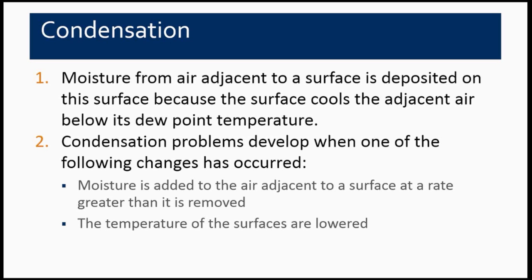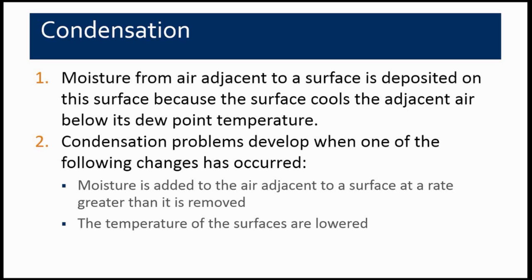Condensation basics. Condensation occurs whenever the air adjacent to a surface deposits its moisture on the surface, because the surface is colder than the dew point temperature of the air. And the dew point temperature is just that. It's the temperature at which the air can hold no more moisture. So whenever the surface is cold, it will cause the temperature of the air to be reduced, and then that water will be deposited on the surface because the air adjacent to it can no longer hold that.